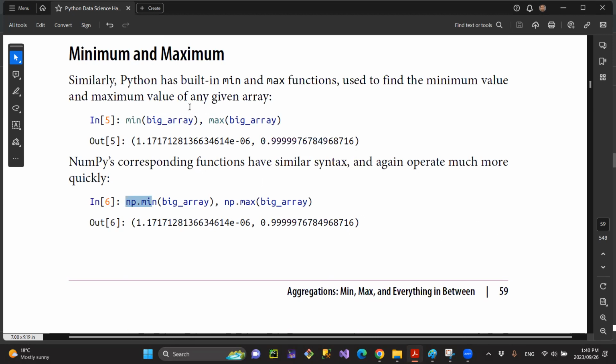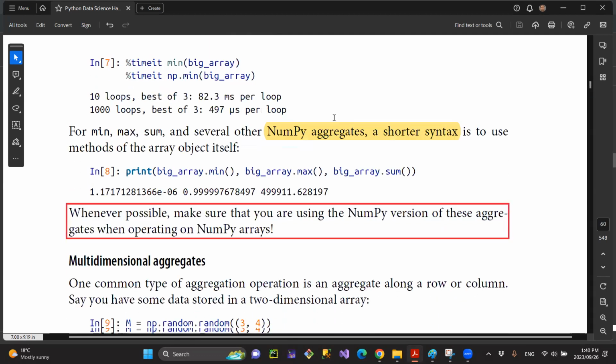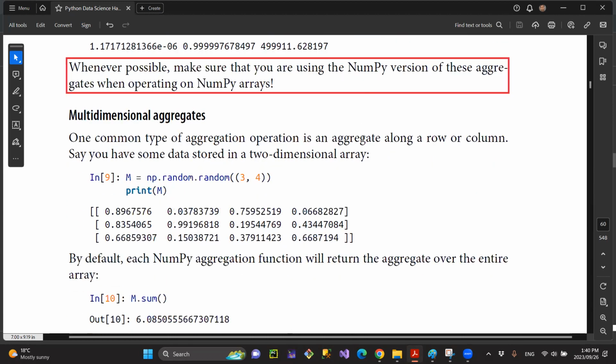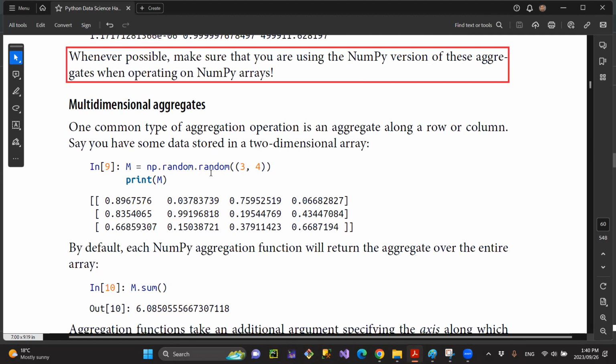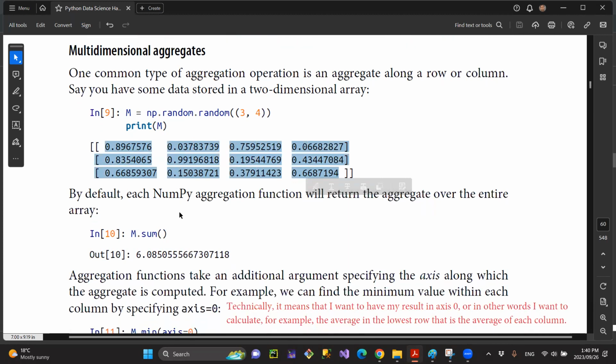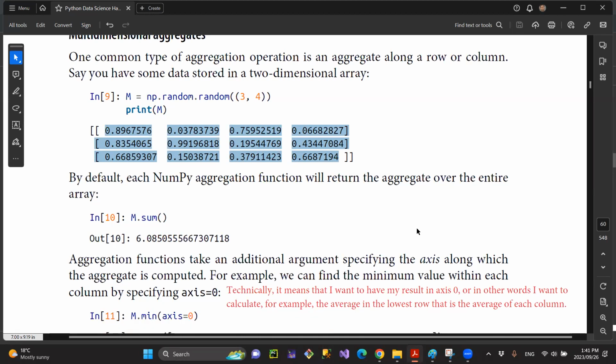Whenever you are done with that, just give me a signal, then I can go to the next part. Done, okay? And it says that NumPy aggregates have a shorter syntax. Look at this one. Everybody, please try this. Say np.random.random(3, 4). It's going to give you 12 numbers, 3 rows, 4 columns of random numbers between 0 to 1. This is something that people always make mistakes on, and I want to give you some hints. Whenever you are done, give me a signal so I can go to the next.